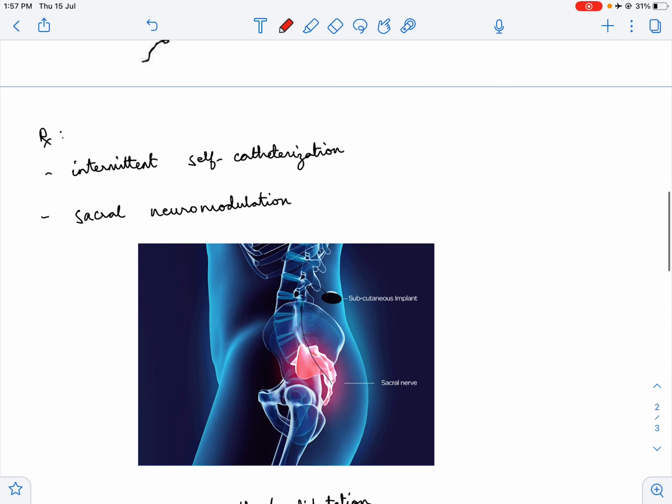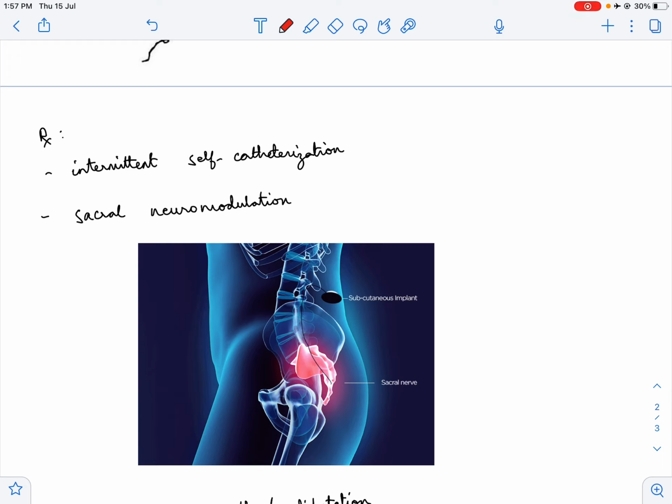How do you treat such patients? The treatment is always intermittent self-catheterization. You can teach the patient to do intermittent self-catheterization so that if she gets retention of urine in future, she knows what to do. You have to reassure her that this is not a harmful condition, this is not a progressive condition, and that if she can manage the acute episodes with intermittent self-catheterization, she'll be fine.